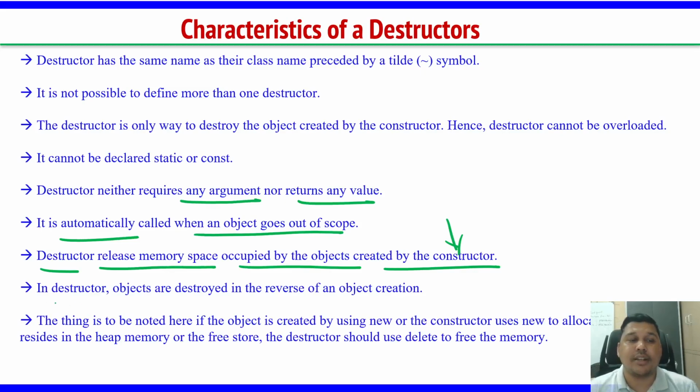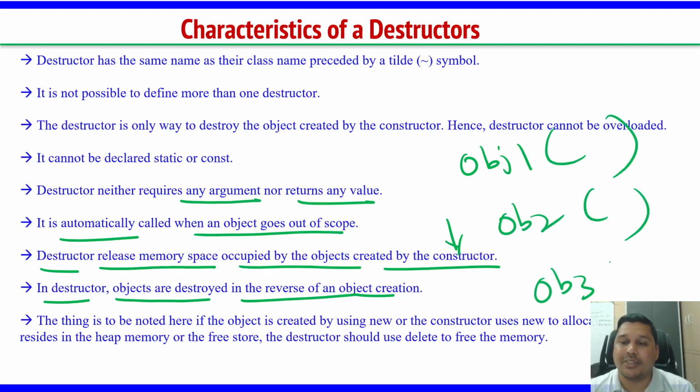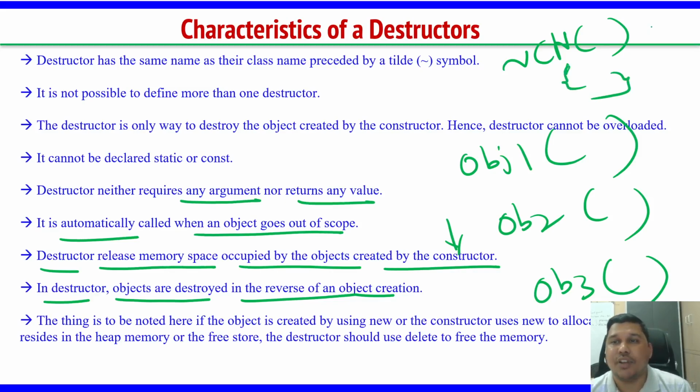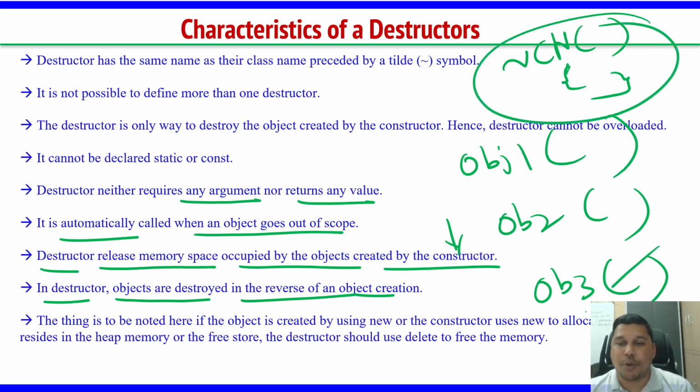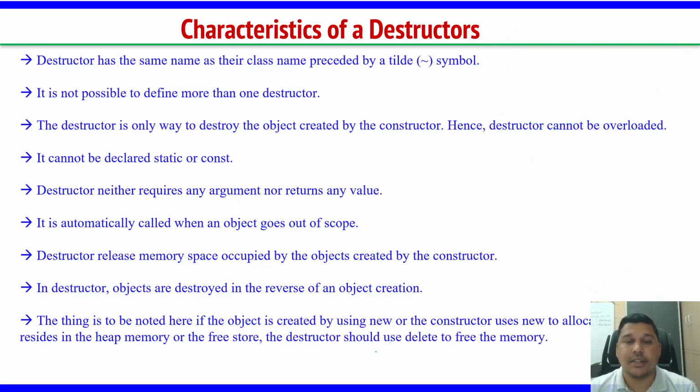The next point: in destructors, objects are destroyed in the reverse order of object creation. If object obj1 was created first, then obj2, then obj3, when you write a destructor function with the class name like this, empty, nothing in it, first object 3 will be deleted, then object 2, and then object 1. This is how the objects are deleted.